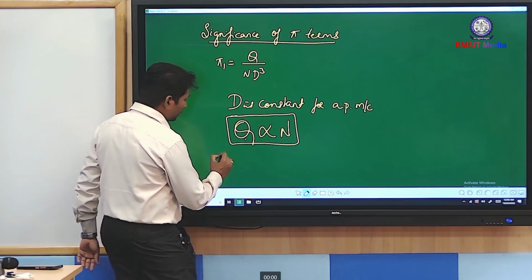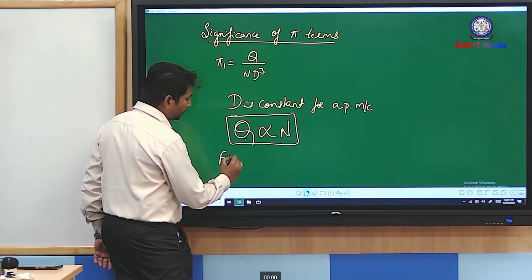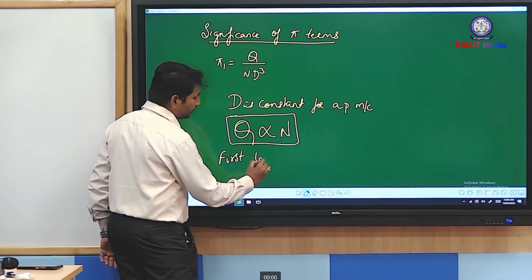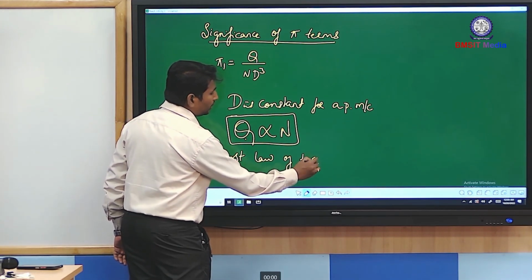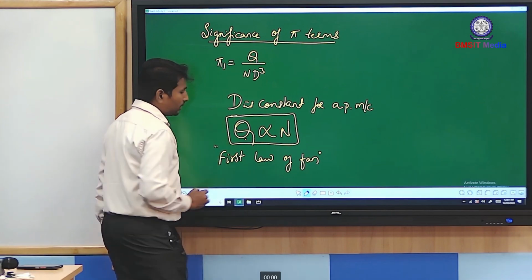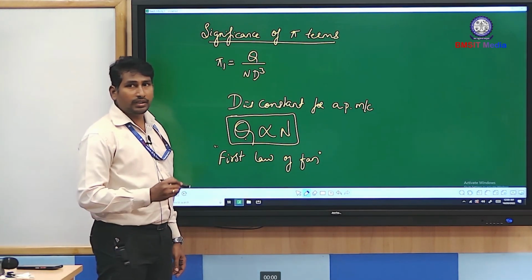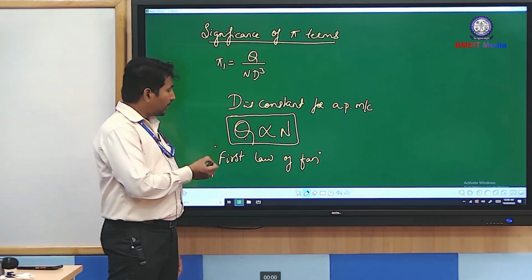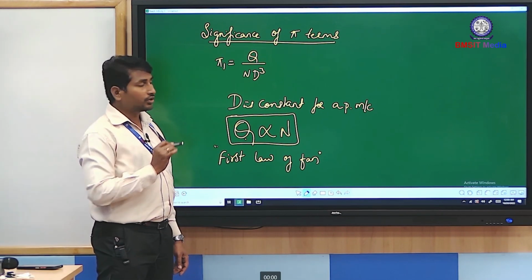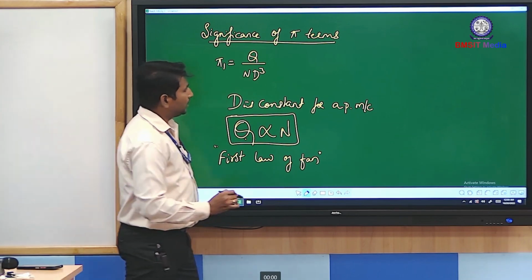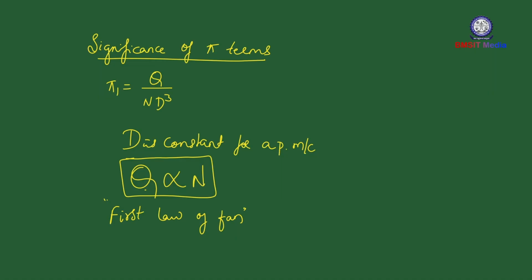So this is called the first law of fan. What does the first law of fan tell? The first law of fan always tells that Q is directly proportional to the speed of the pump. So this is the significance of the first pi term. What is the significance of the second pi term?